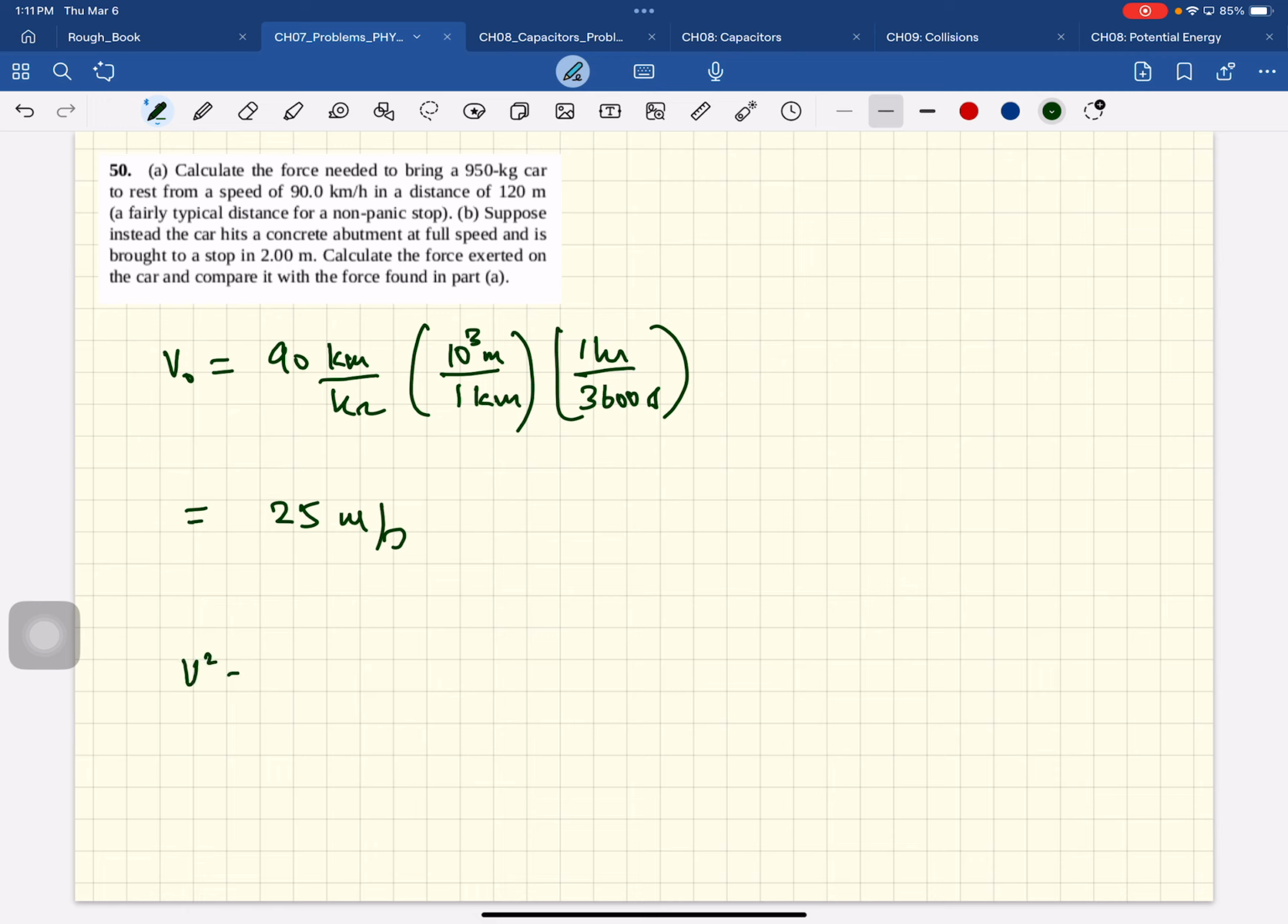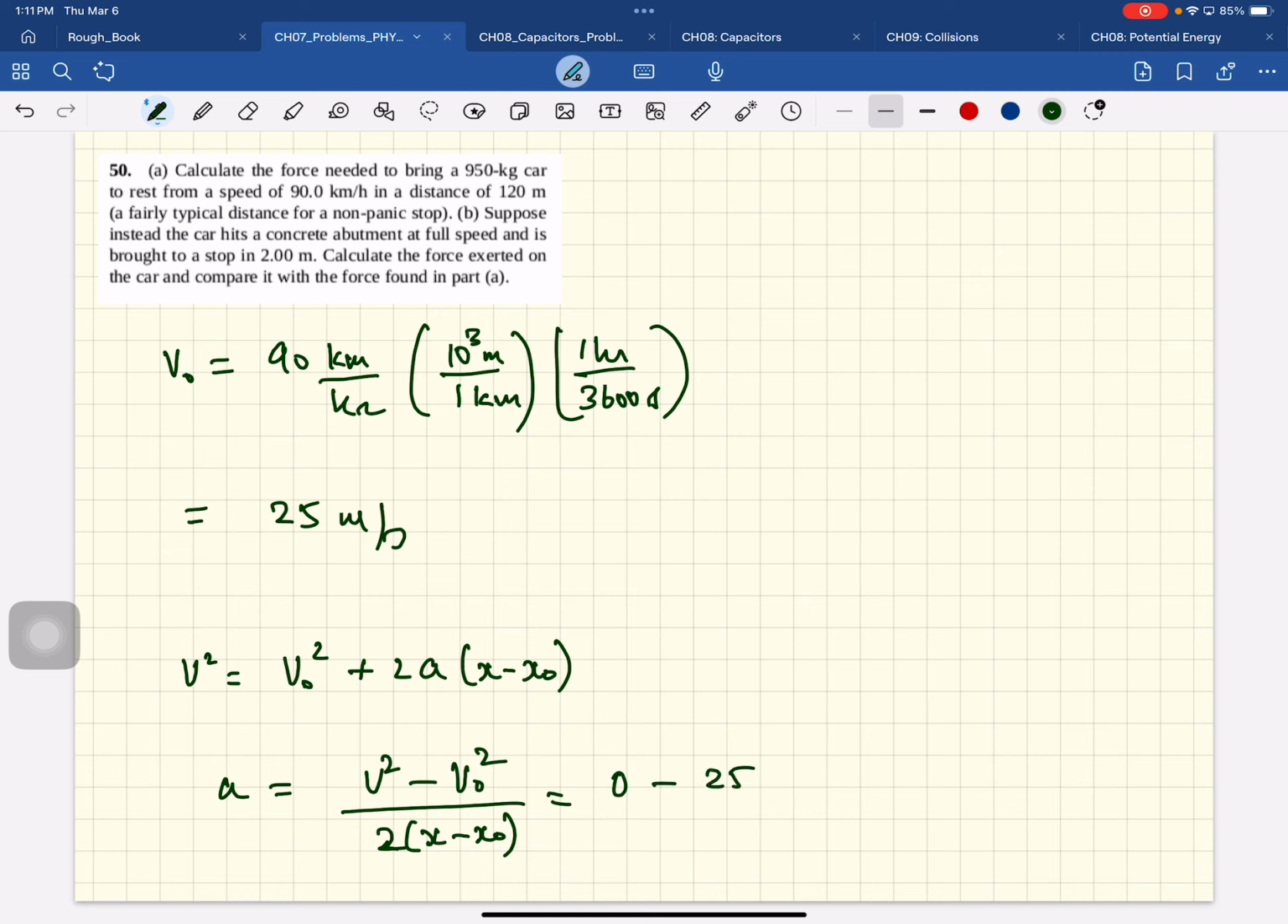Now, here's an equation from one of the previous chapters. This is: final velocity squared is equal to initial velocity squared plus acceleration times stopping distance. So we will calculate the acceleration as v squared minus v naught squared over 2 times your stopping distance, and your stopping distance is 120 meters.